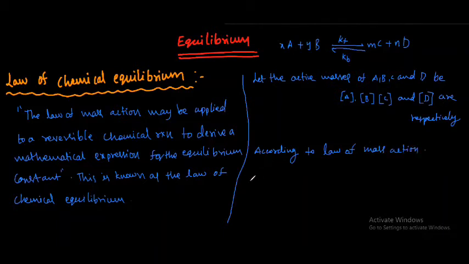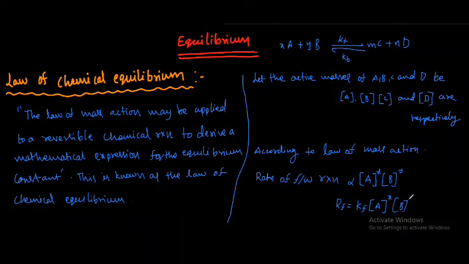according to the law of mass action, what happens here? The rate of forward reaction is directly proportional to the concentration of A power of x, the concentration of B power of y. Then Rf is equal to Kf into the concentration of A power of x, the concentration of B power of y. This is the rate of forward reaction.